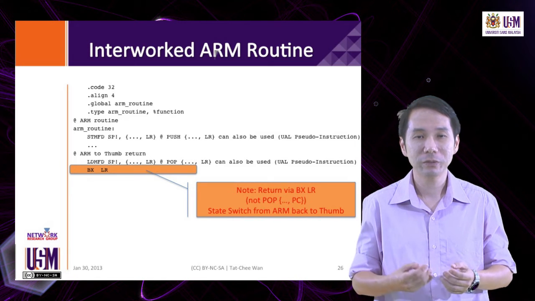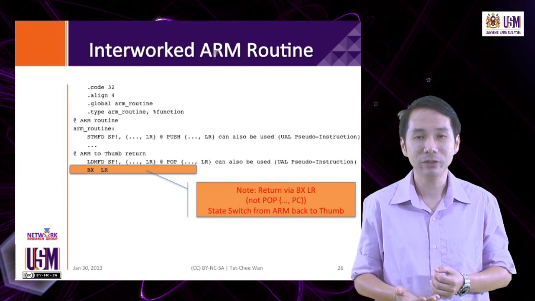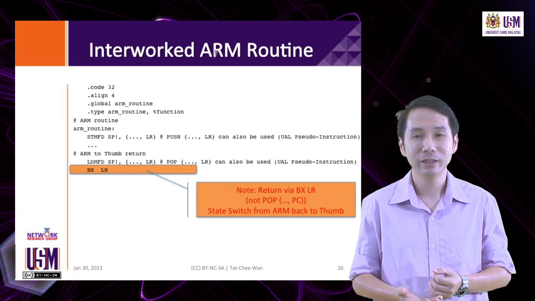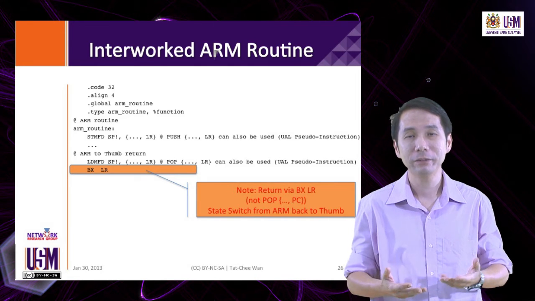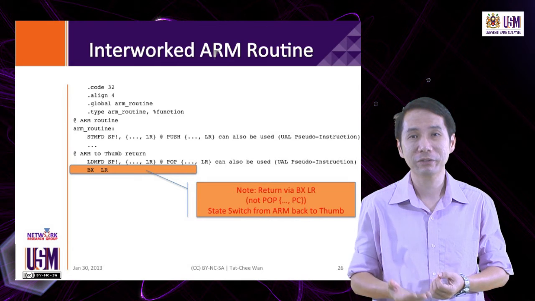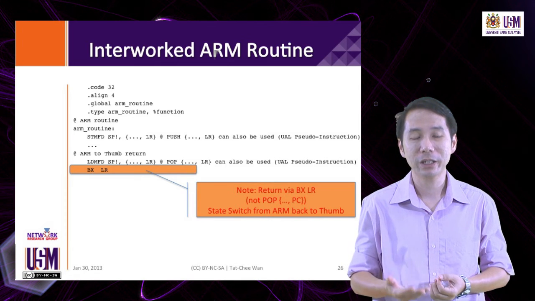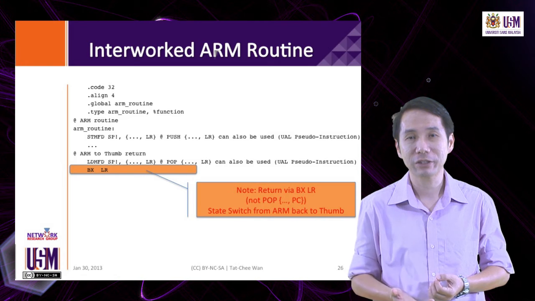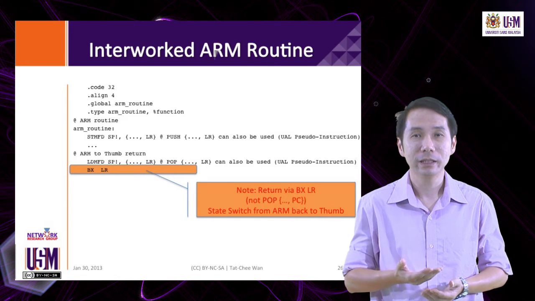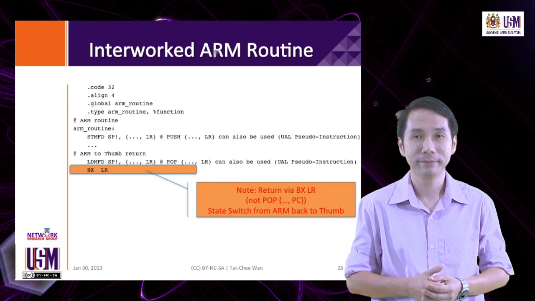So first we would pop the values back into the link register in order to make sure that we stay in ARM state. After we retrieve the correct value into the link register, we will then use the branch and exchange instruction using the link register value to return to thumb state correctly.